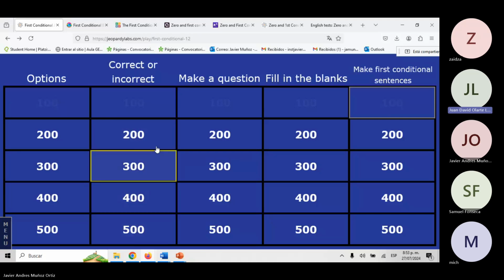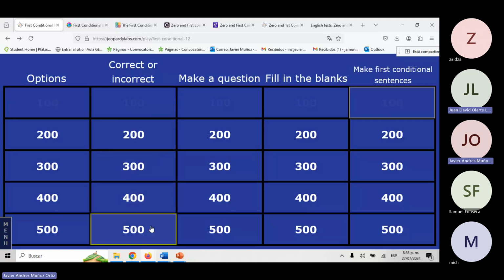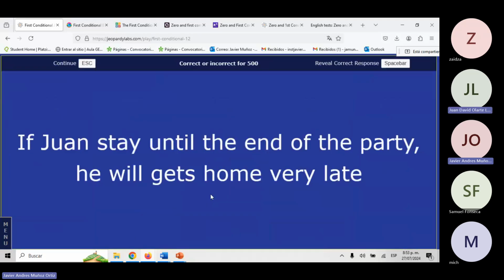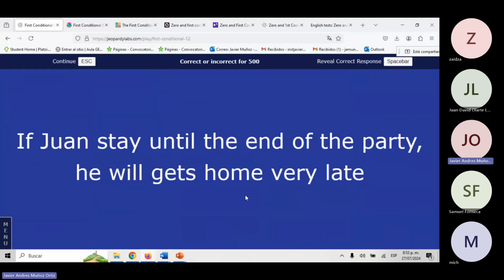500 points. Yes. Okay, look. Yes, 100 points. If Juan stay until the end of the party, he will get home very late. Is that correct or incorrect? Right or wrong?